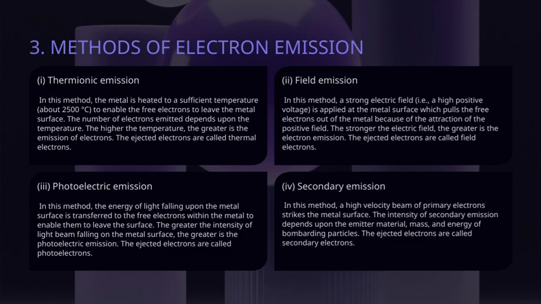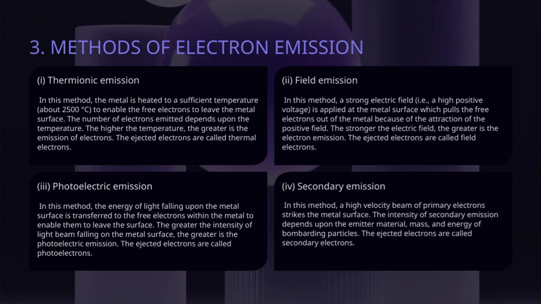Next, we have field emission, where a strong electric field, meaning a high positive voltage, is applied at the metal's surface. This field pulls the free electrons out of the metal because of the attraction exerted by the positive charge. The stronger the electric field, the more electrons are emitted. These ejected electrons are known as field electrons.